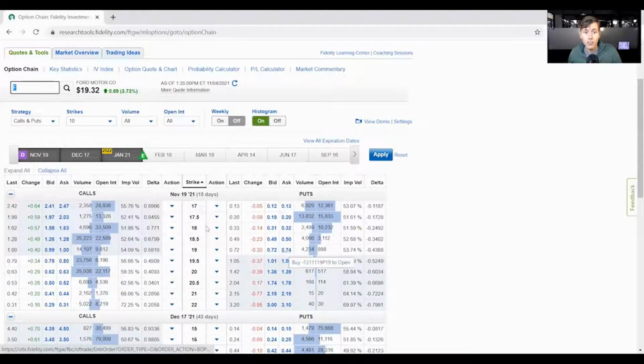Now, if you want to take it down to 18, right? You don't want to spend that much premium. You want to protect your downside. Buy a put for 32 cents. You could buy the 18 strike put.